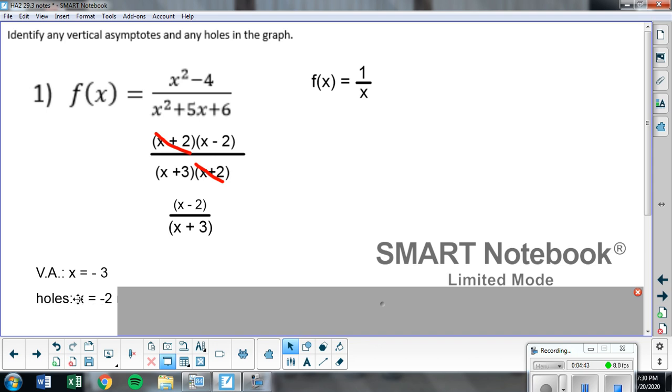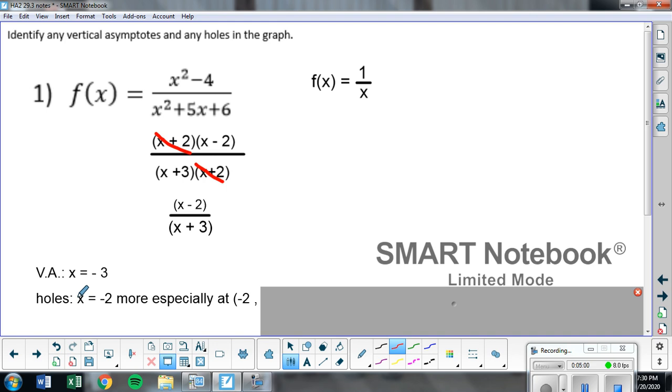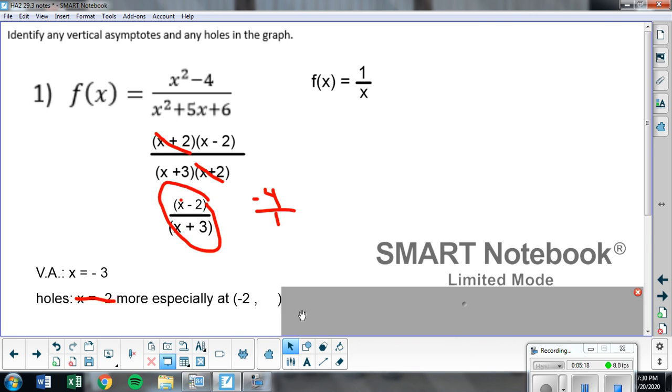Now it's not an entire line, so I actually don't want you to write it as a line. I want you to be more specific to where this hole, where that point actually is. So how do I figure out where the hole is? Well, if x is negative 2, which again you're not really going to write as part of your answer, you're going to plug in -2 into this. So if I plug in -2 here, that's going to give me -4. If I plug in -2 here, that's going to give me 1. That simplifies to -4. So that's where my hole will be.